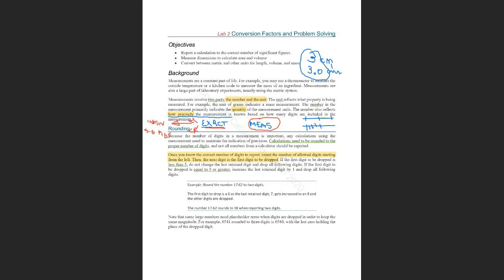So let's continue and see what else they are trying to tell us. Here it talks about rounding. You can zoom in on your computer if it's not clear. So let's look at rounding.